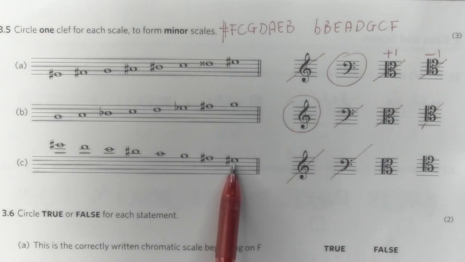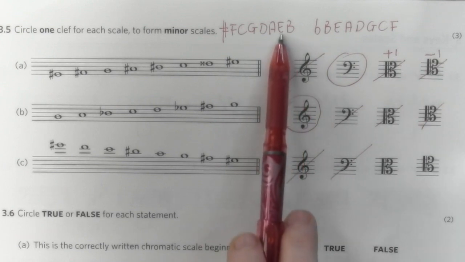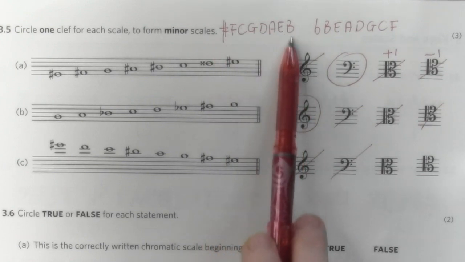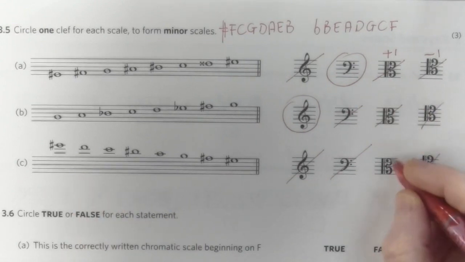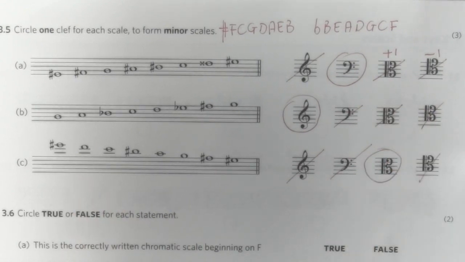In the tenor clef, this will be minus 1, so D sharp. D sharp is the relative minor of F sharp, and F sharp has all these sharps, 6 sharps, and we don't have enough here, so this is incorrect. So our answer is the alto clef.